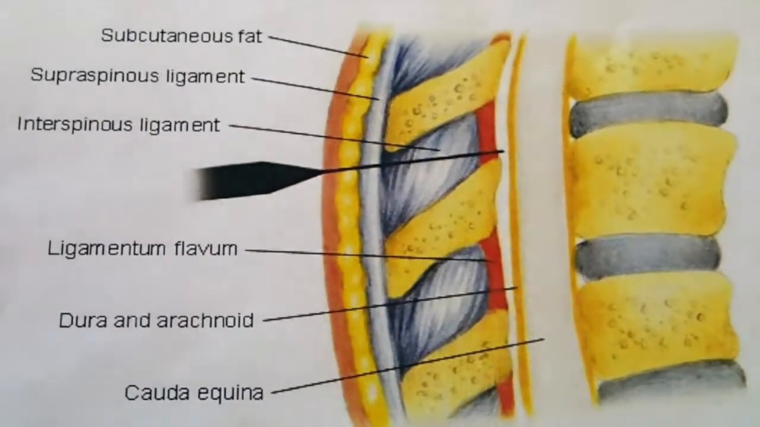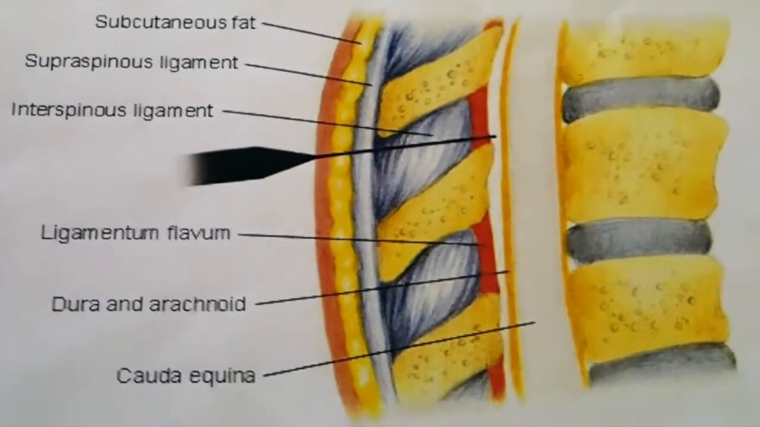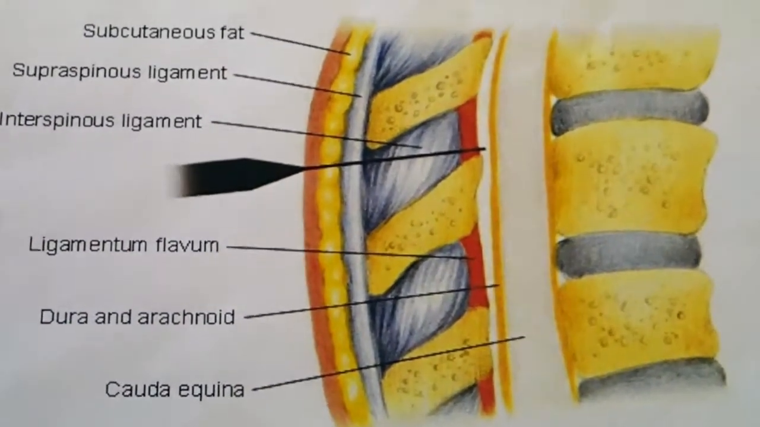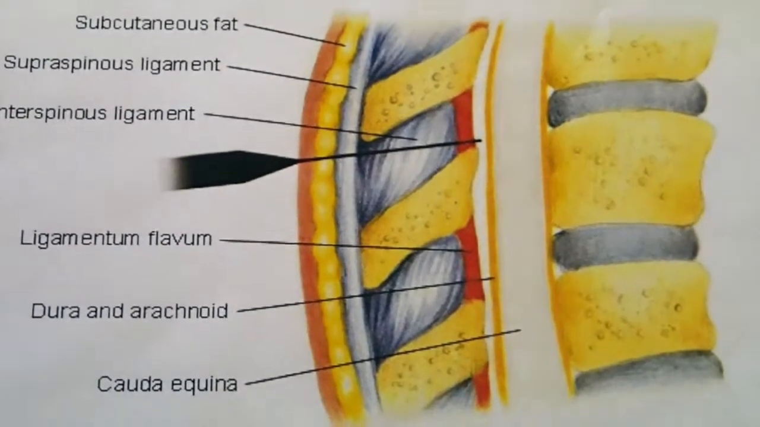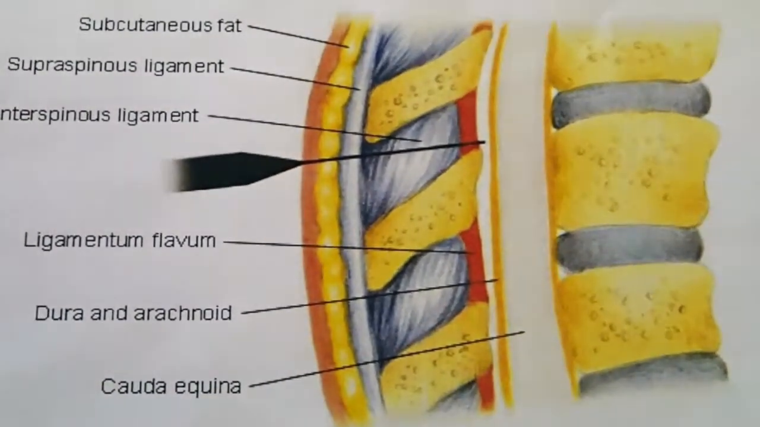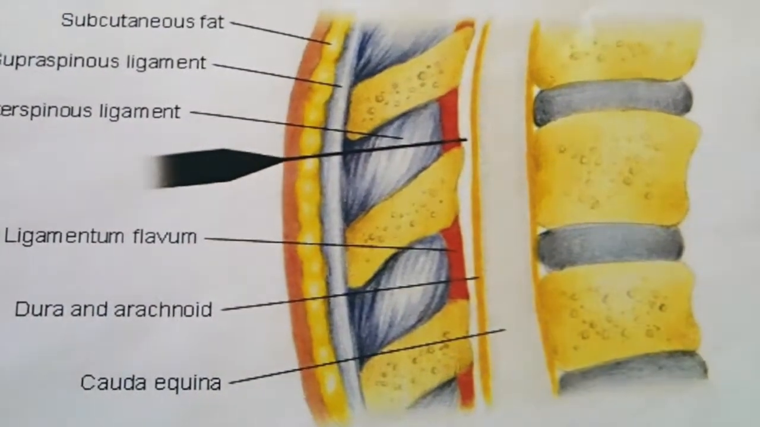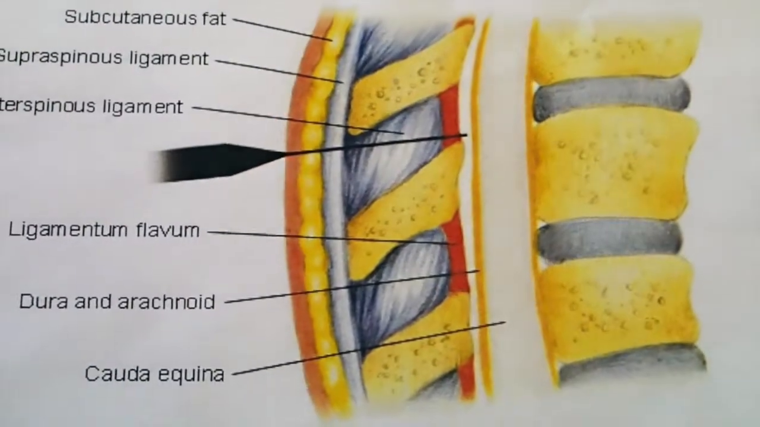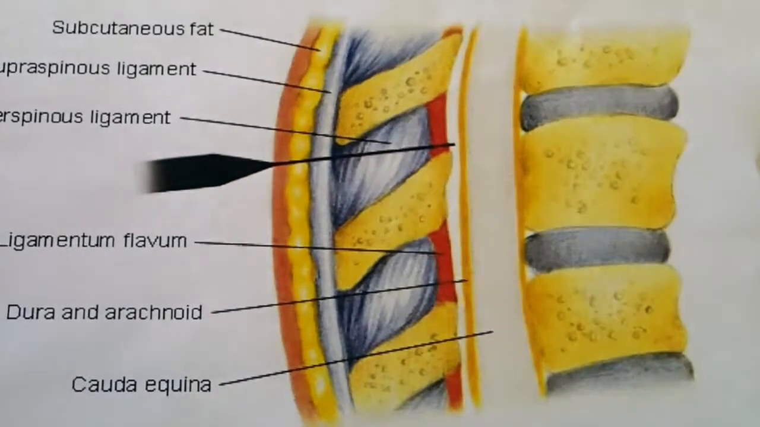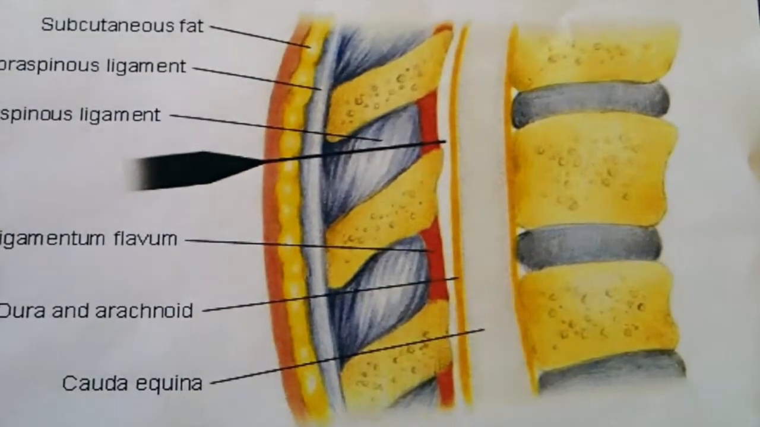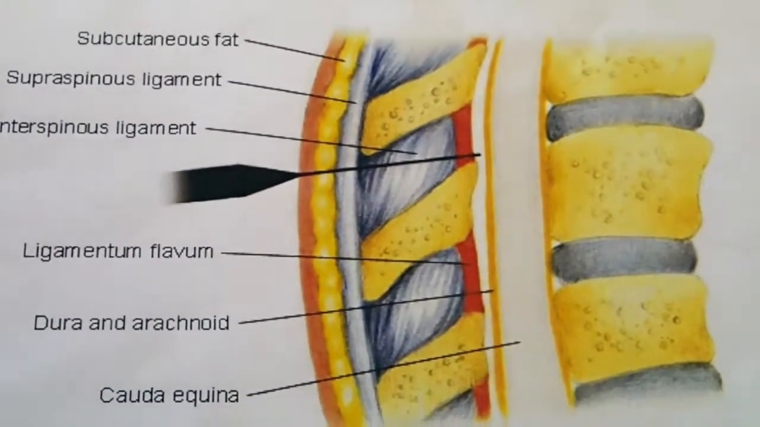The first tissue plane that you go through is the skin, followed by the subcutaneous fat, which is soft and easy to inject into. The next layer is the supraspinous ligament, which becomes hard. After this, it's the interspinous ligament, and then the ligamentum flavum, which is a very hard structure, but not as hard as bone. The final structure you go through before entering the subarachnoid space is the dura and arachnoid, after which point you will hit a fluid-filled cavity.